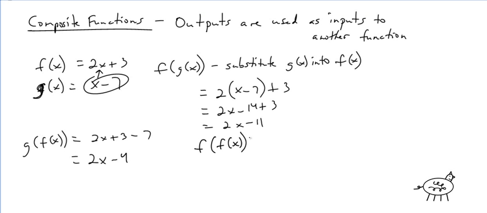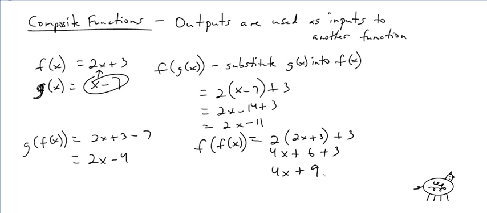Okay, here's another one here. f of f of x. Well, that's just taking wherever I see an x, I'm going to put a 2x plus 3 in there. So it's 2 times 2x plus 3, plus 3. Okay, that gives you 4x plus 6 plus 3, or 4x plus 9.